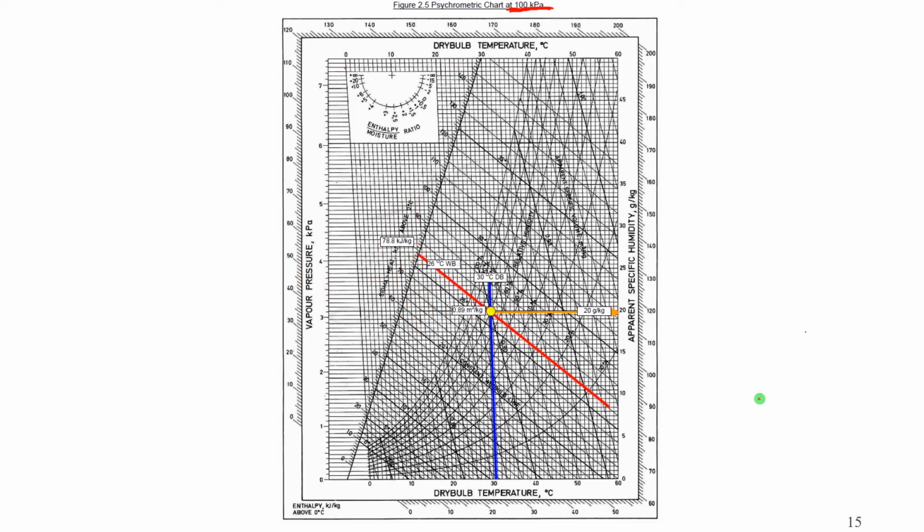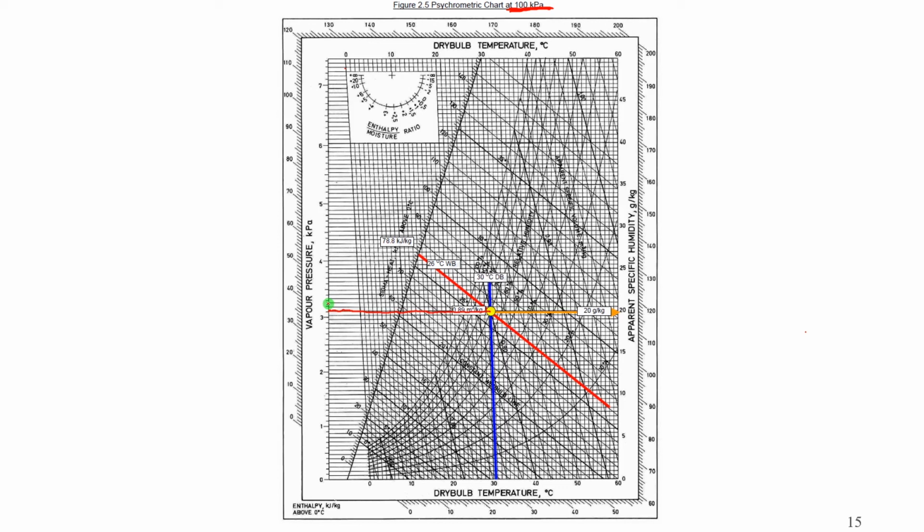The vapor pressure scales are here from 0 to 7. And the lines are the horizontal lines. If we draw a horizontal line from the yellow dot all the way to there, we can see the vapor pressure is about 3.11 kilopascal.